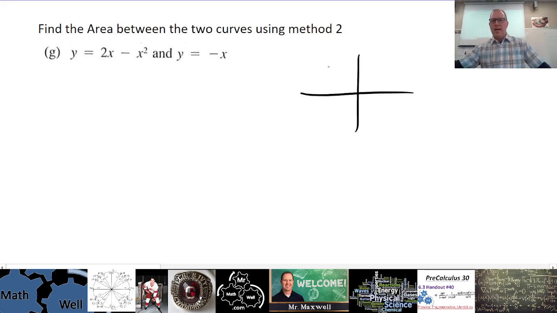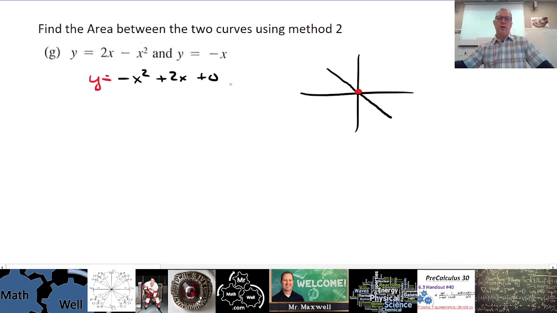So y equals negative x is going to look like this. It's going to have a negative slope, going through 0, 0 with a slope of negative 1. And then 2x minus x squared, so that's negative x squared plus 2x plus 0. So we are going to have a 0 as an intercept. I'll do this one maybe in red.